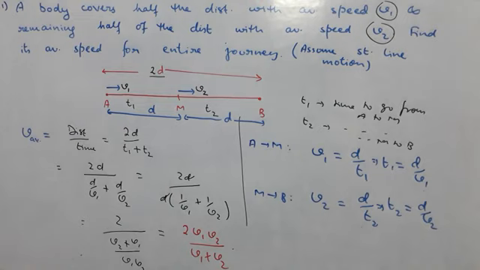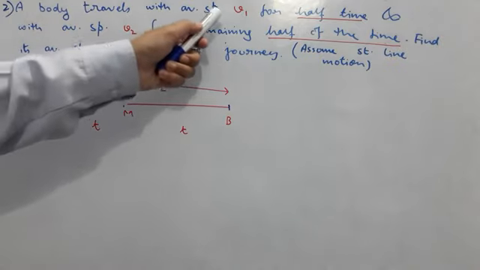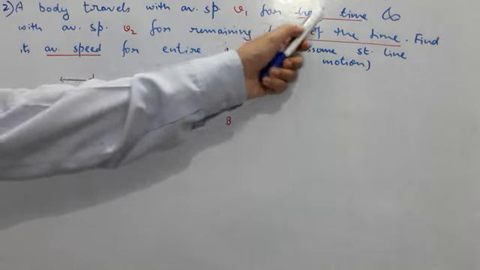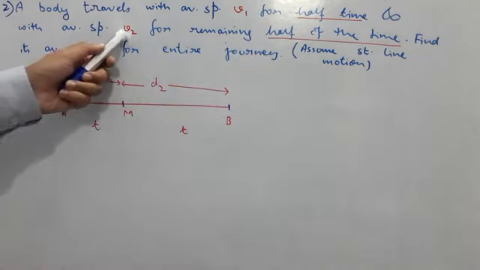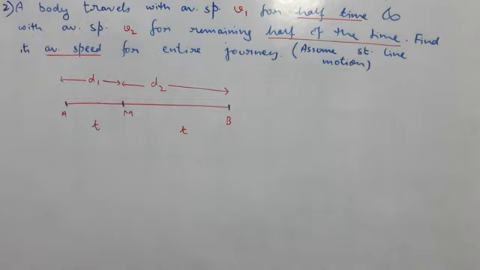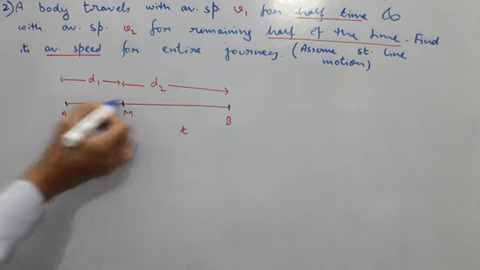If it is clear, let's proceed to the next question, which will look identical, but there is an important difference. Let's see the second question. Okay, now we have the second question. It reads like this: a body travels with average speed v1 for half the time, and for the remaining half of the time it travels with average speed v2. You have to calculate the average speed for the entire journey. Assume the motion to be in a straight line. Suppose the motion is from A to B.